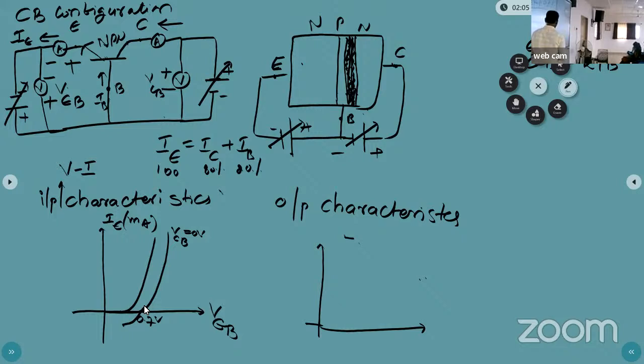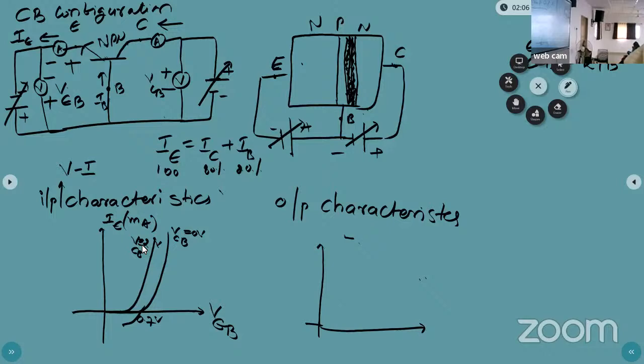if you are increasing this voltage, the reverse bias voltage, the forward current, that is the input current, will start early because the base width is decreased. This is called early modulation or the base width modulation.